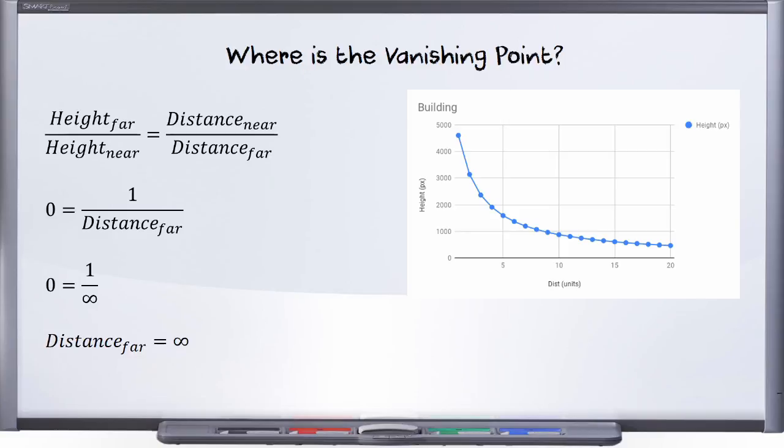This is our formula. So I want the vanishing point. The vanishing point is when the height of the far object approaches 0. The object vanishes. So if the height of the far object is 0, that gives us a 0 on this side. So I want to calculate what is the distance to the far object at the time that this reaches 0. And the only way to get this equation to go to 0 is to let the distance to the far object approach infinity. So the vanishing point is at infinity.